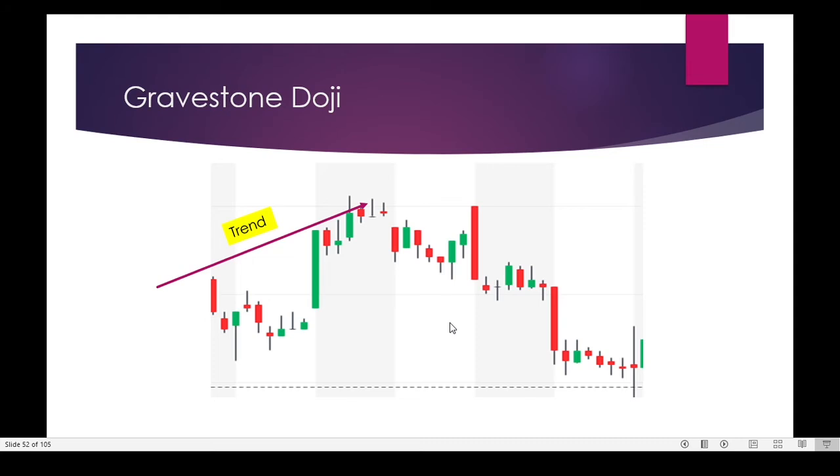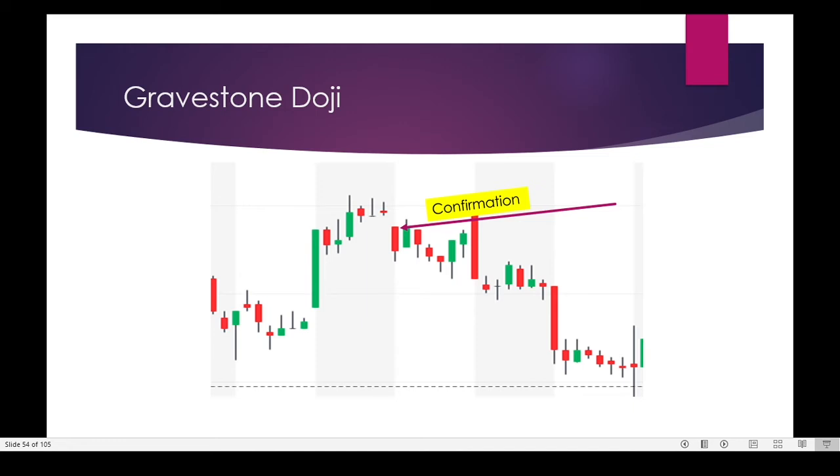Now let's take a look at a chart here. All right, first we identify the trend. Next, we identify the candlestick pattern, Gravestone Doji. Then we check for confirmation. We see the bearish candles trading after the Gravestone Doji. So we take an opportunity to jump in and we ride the price down.